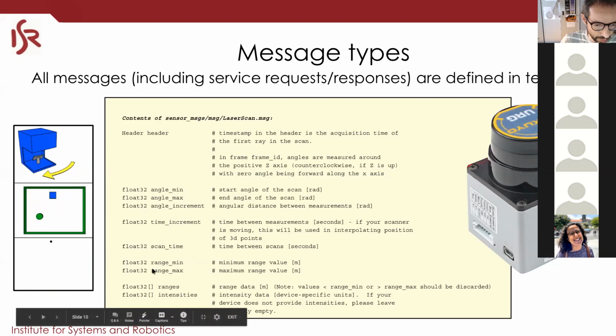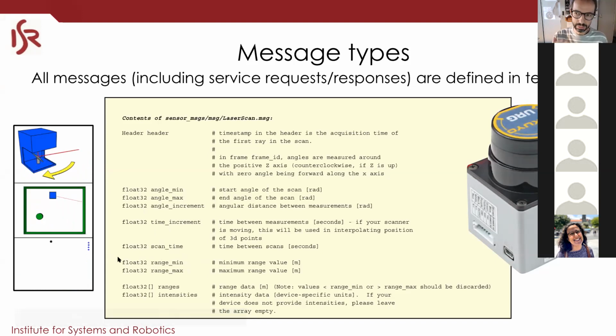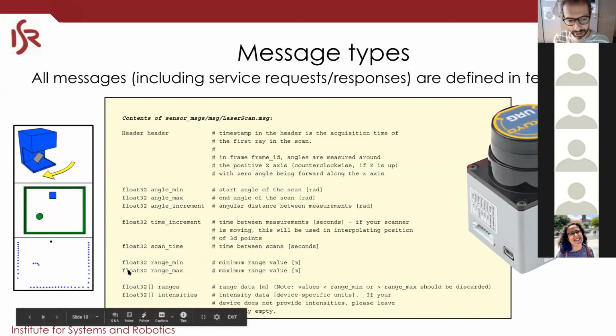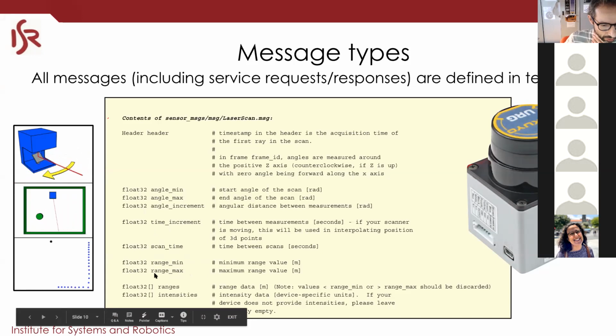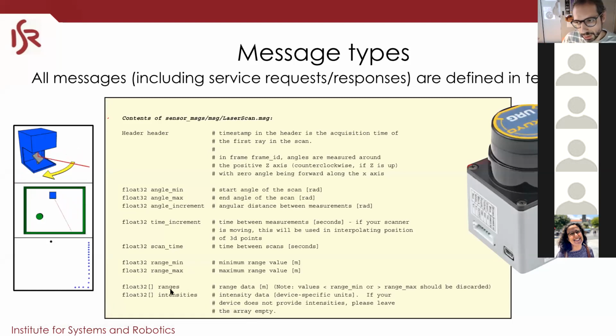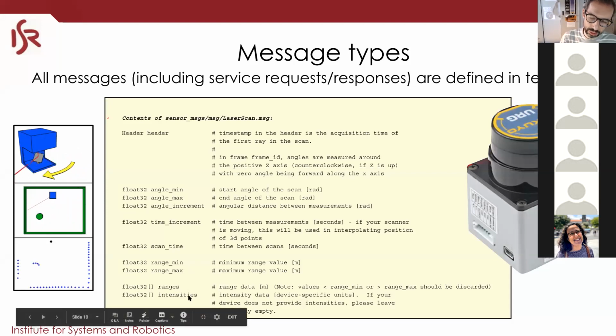Then you have the minimum and maximum range, which is the minimum laser distance and maximum laser distance. This is important if you're using a laser: any measurement outside of this range you should discard because it does not make sense. So this is used for filtering laser data. Then you have an array of floats, which are all of the distances. And in some models of laser rangefinder, we also have the intensities, which is the reflectance of the target of the laser. All of these are float32.